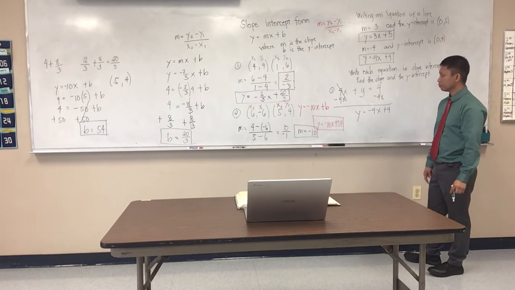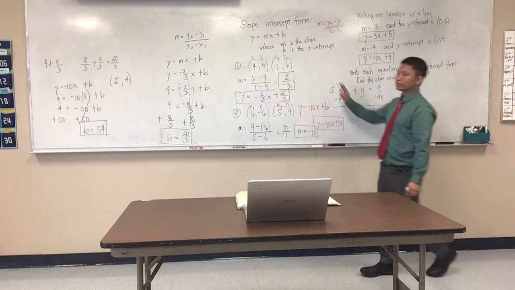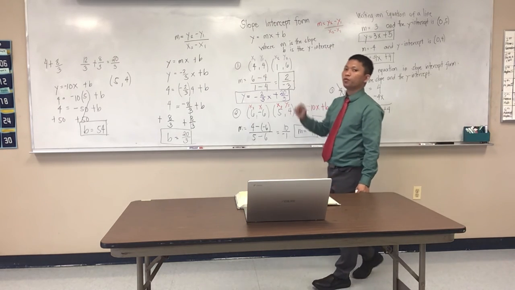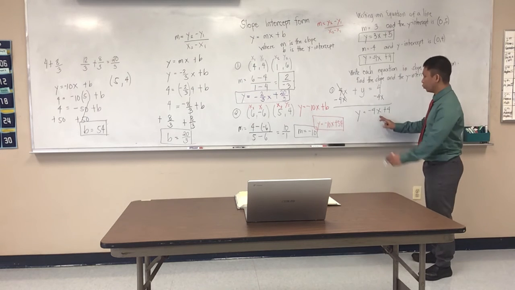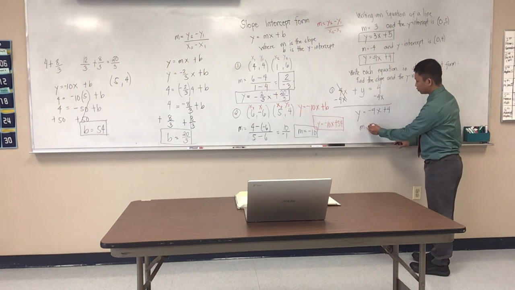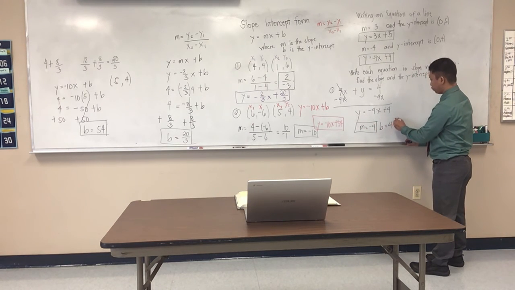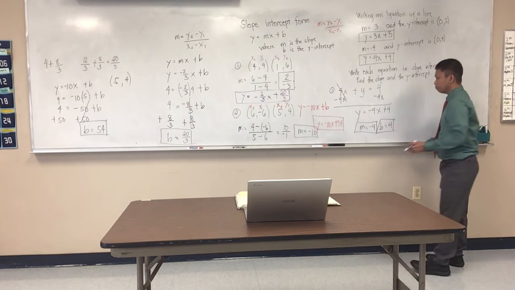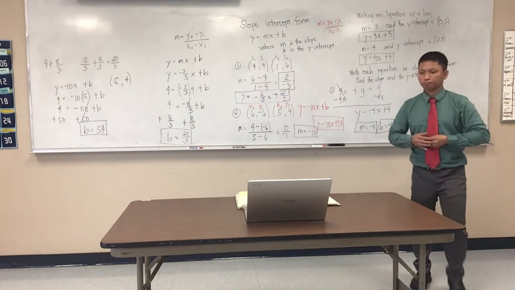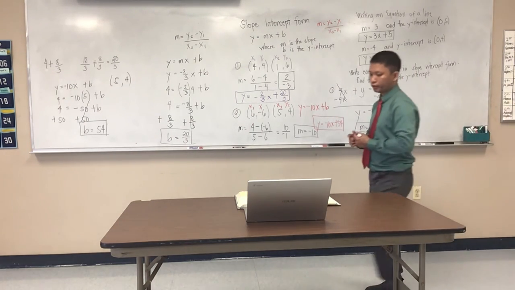It's already in slope-intercept form. y equals mx plus b, where m here is equal to -4, and our b, or y-intercept, is 4. And that's all.